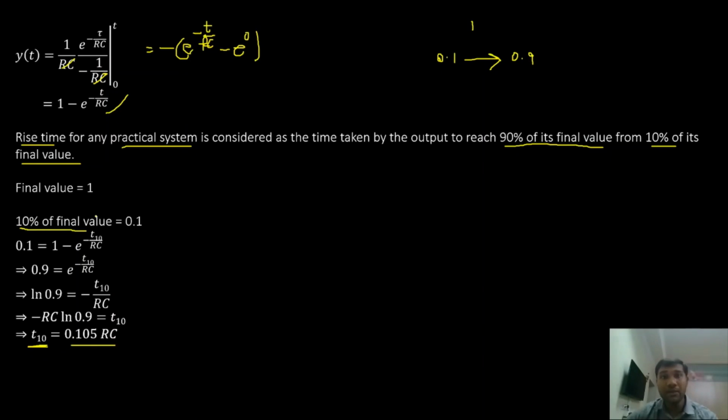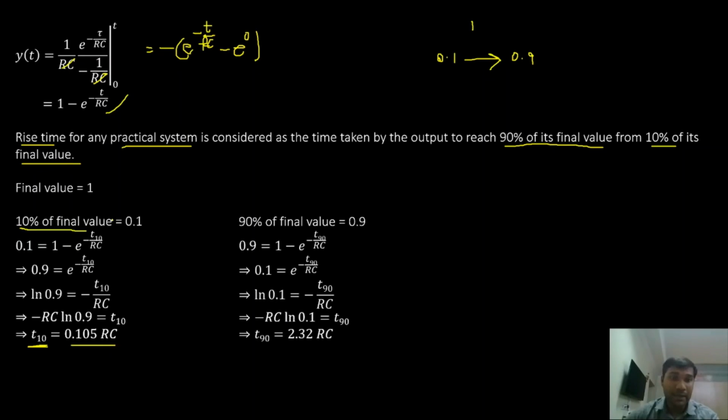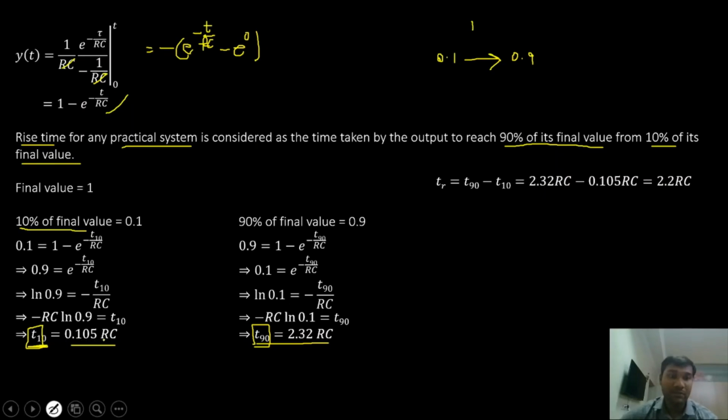Similarly, I'm going to calculate the time at 90% of the final value, right? 90% of the final value is 0.9. So if I substitute and calculate, I'll get T90 equals 2.32 RC. This is the time at 90% of the final value. So my TR is now what? T90 minus T10, 2.32 RC minus 0.105 RC. That is nothing but 2.2 RC.